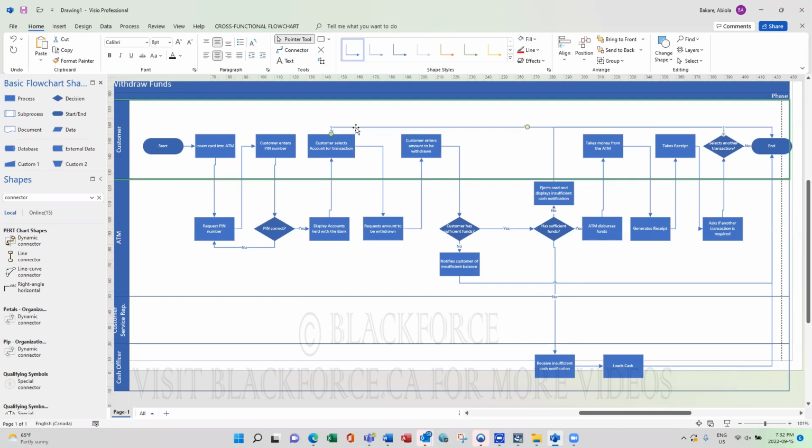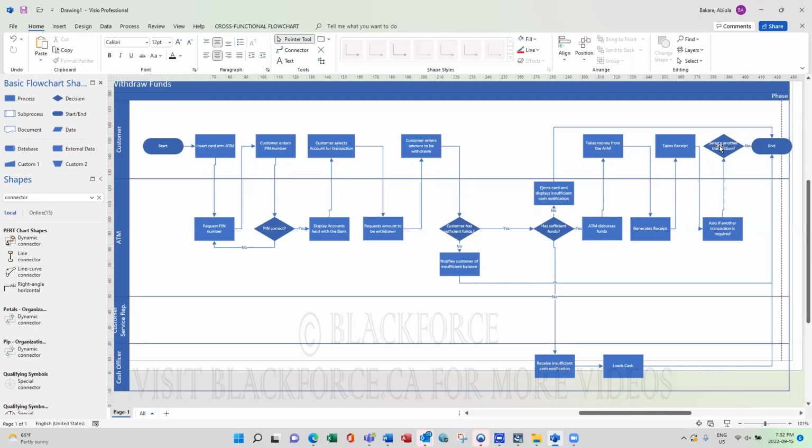So customer selects account for transaction. No, that shouldn't be there. So let's go back here. If ATM has sufficient funds, ATM disburses money. If it doesn't have, it ejects the cash. That ends the process. If it has sufficient funds, it disburses the funds. Customer takes money. ATM generates receipt. Customer takes receipt. ATM asks the customer if they want to do another transaction.